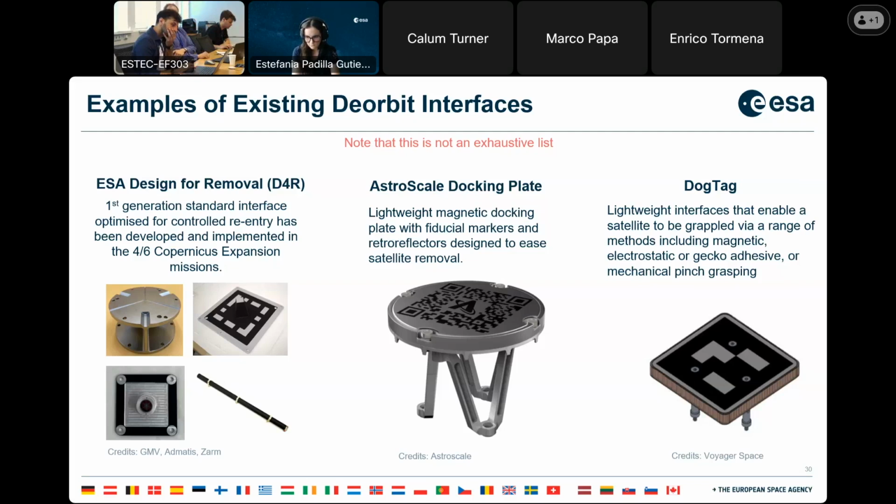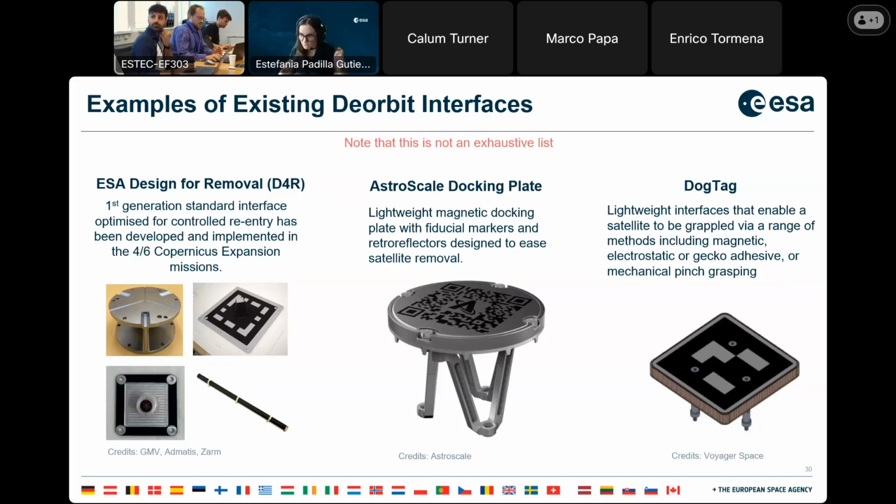There are also options available in the commercial market. Two examples here are the Astroscale docking plate and the DogTag by Voyager Space, I believe. These are both lightweight interfaces with a variety of capture mechanisms, and you can see that they both integrate these fiducial markers that I talked about just a slide ago.